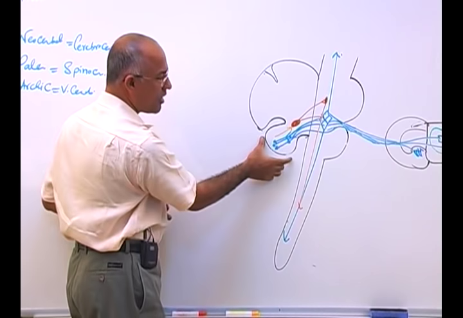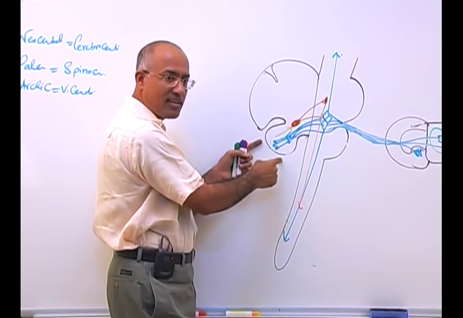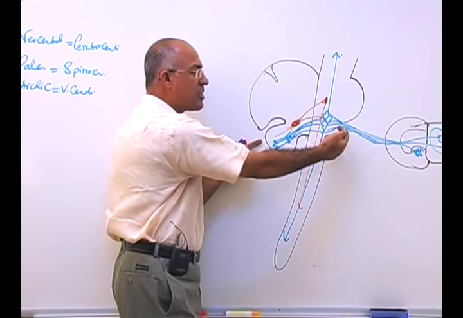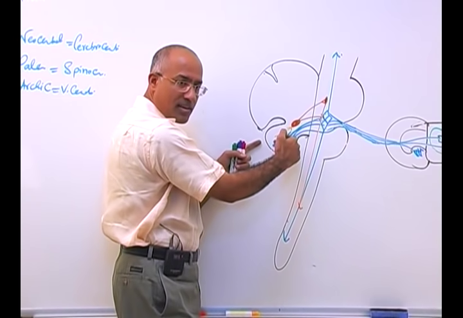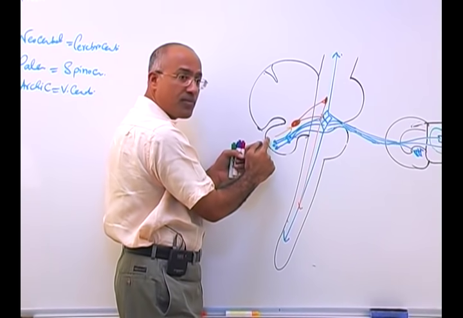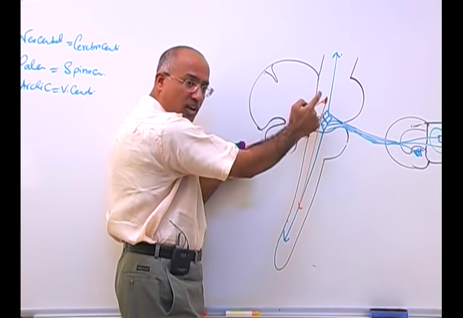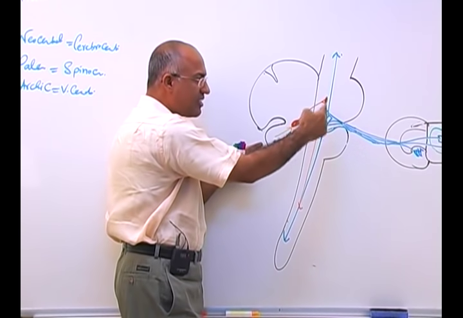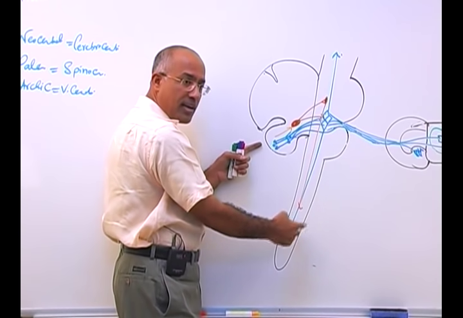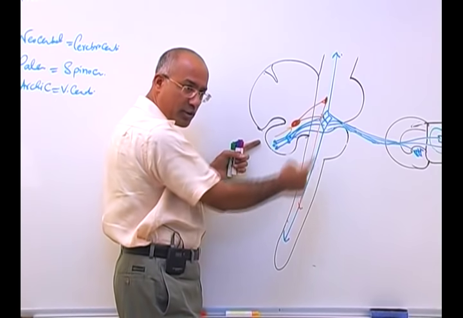So what is happening is that in this vestibular cerebellum, input is coming from the vestibular system, output is going to vestibular nuclei and reticular nuclei. From there, descending output is going to the vestibulospinal and reticulospinal tract.